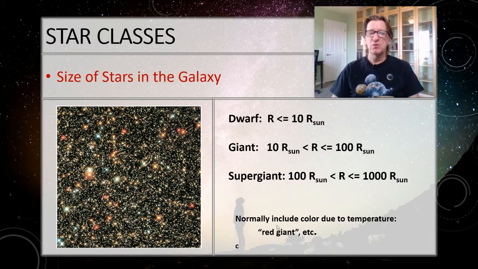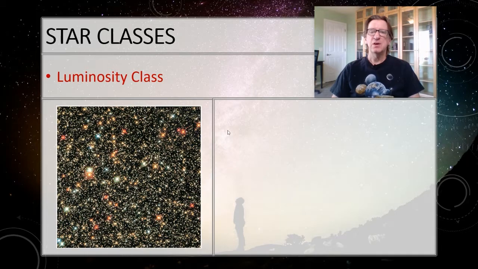And then normally we include the color that it gets due to its temperature. So we'll talk about a red giant or a blue supergiant, a red dwarf or a blue dwarf or a white dwarf, things like that. That color gives us an idea of the temperature. Those can be kind of hard to say.